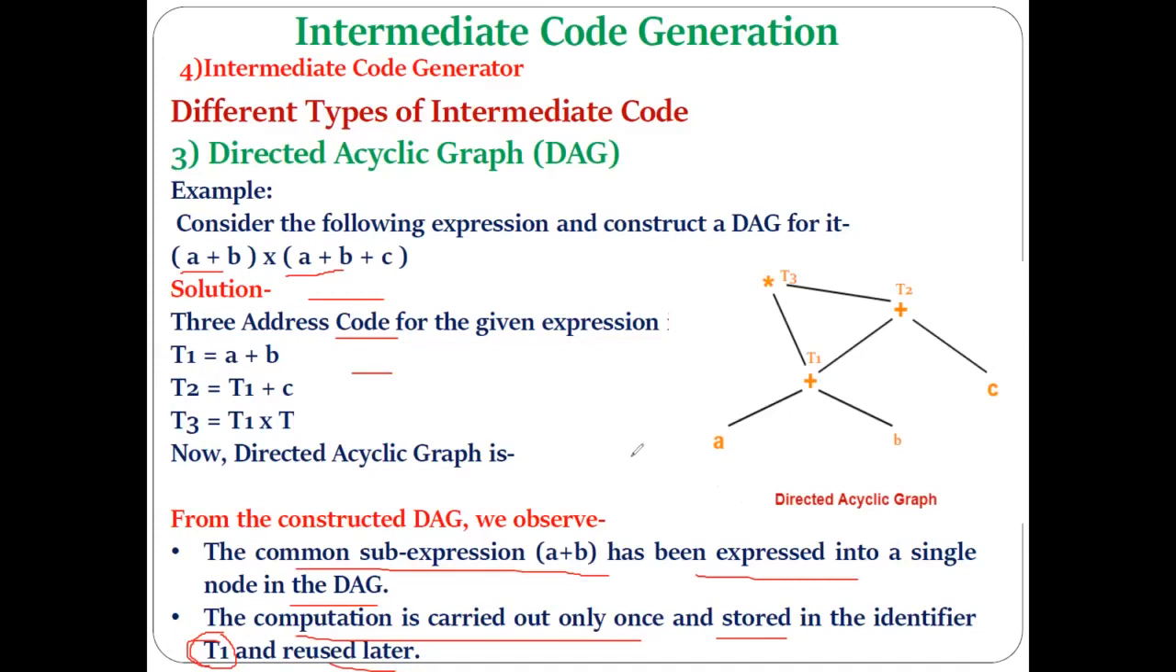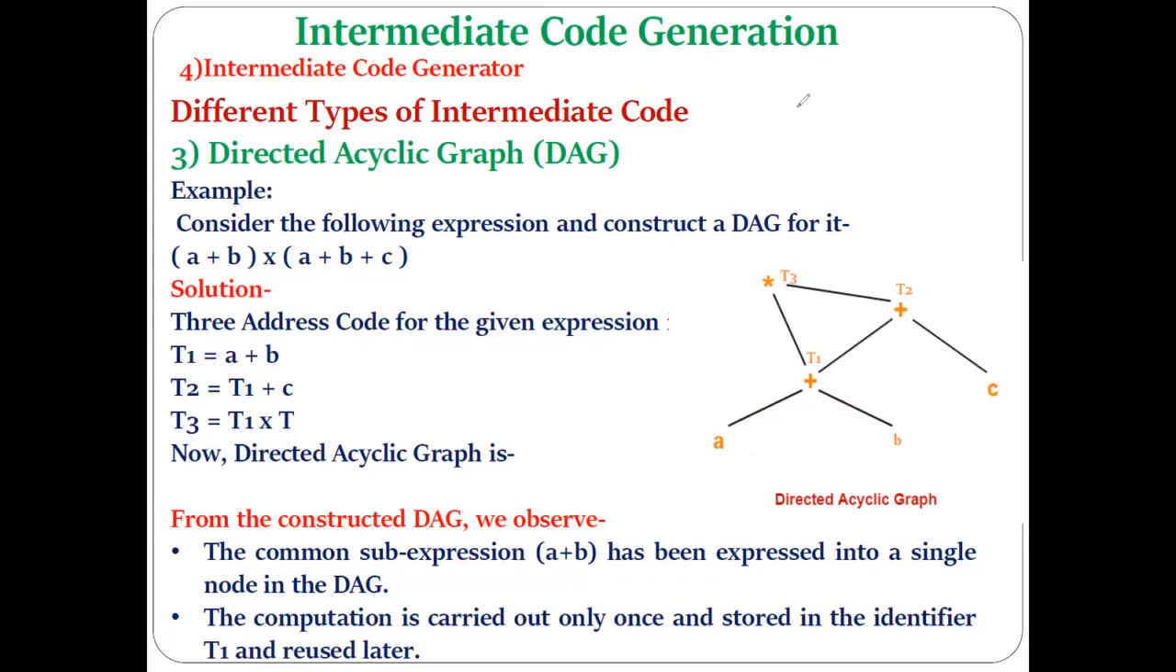So here you can easily identify the common sub-expression which is present in your program. Understood? Suppose A plus B, for the A plus B, first we have drawn this A plus B node. Again, when you go to this part, you see A plus B repeated here, but you can easily check that for the A plus B you have already drawn the node T1 as A plus B, and at this point you can understand that the same expression is coming again, so that will be considered as a common sub-expression. So DAG can be very useful to show the common sub-expression, and from that you can easily recognize whether a common sub-expression is present in your program or not.